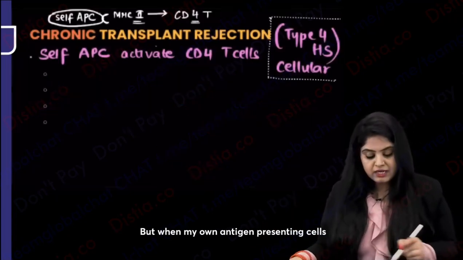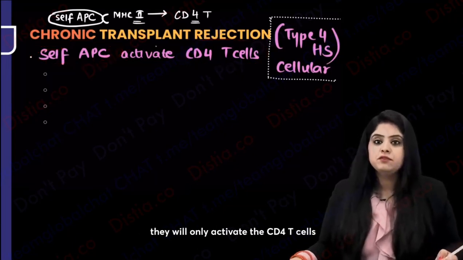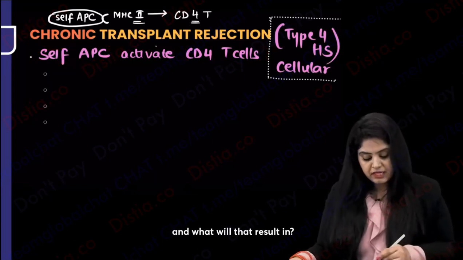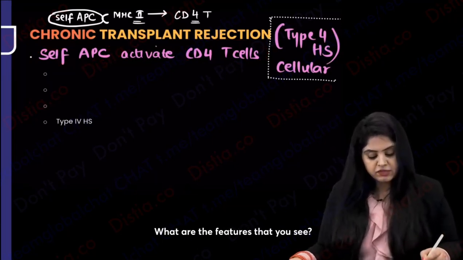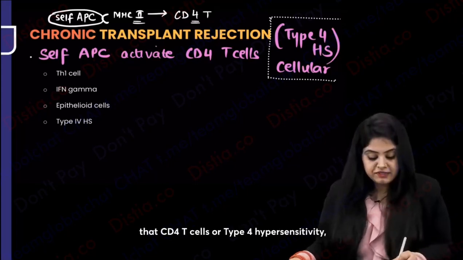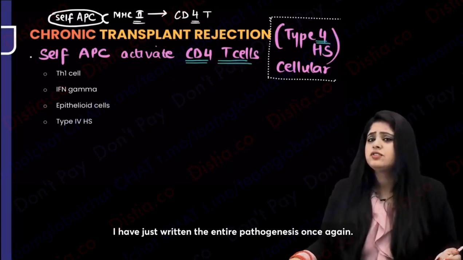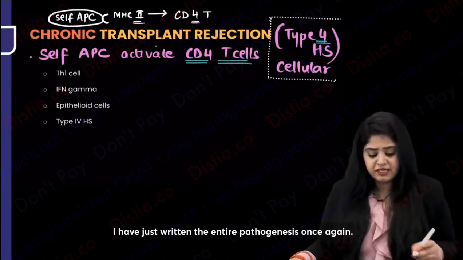But when my own antigen presenting cells are coming into play, they will only activate the CD4 T cells. And what will that result in? What are the features that you see? So please remember that I know for a fact that CD4 T cells mean type 4 hypersensitivity. I have just written the entire pathogenesis once again.